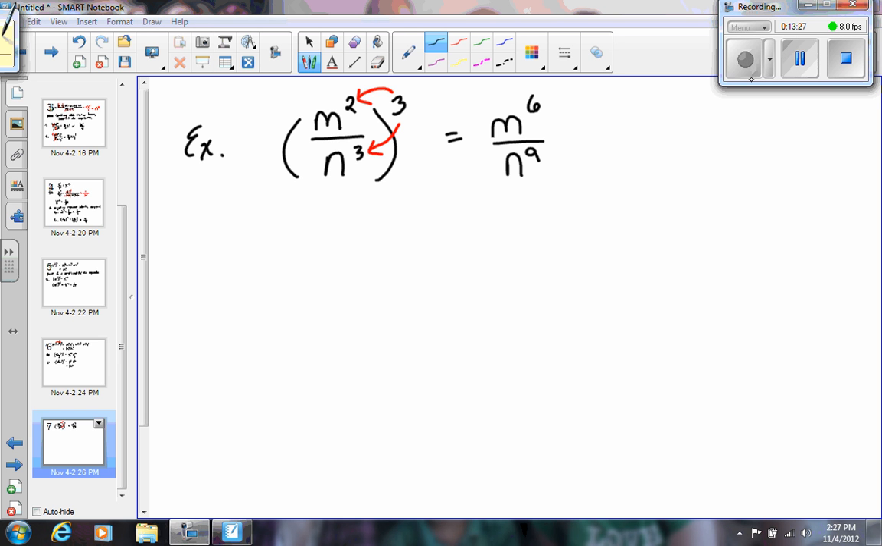That was a really quick review on exponent rules. We will be using these tomorrow in class to add some new material to that as we explore polynomials.